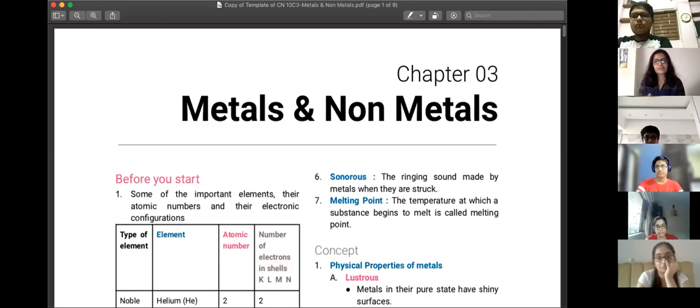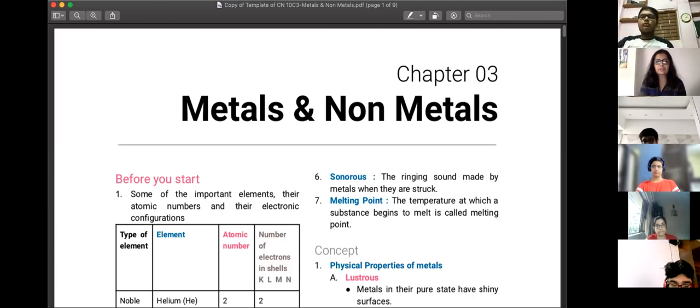So the structure is going to be very similar to acids, bases and salts. In that chapter you took acids and bases. You studied what happens if acids react with metals, what happens if they react with so and so thing. Here also it's going to be the same.